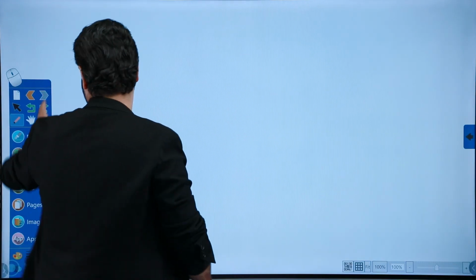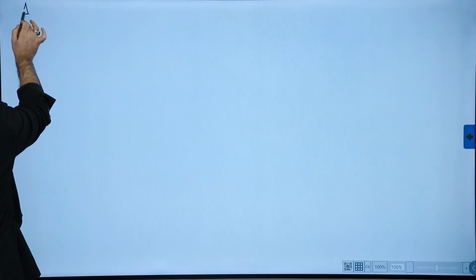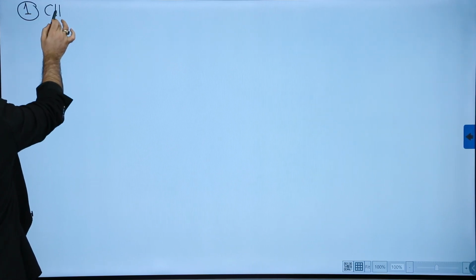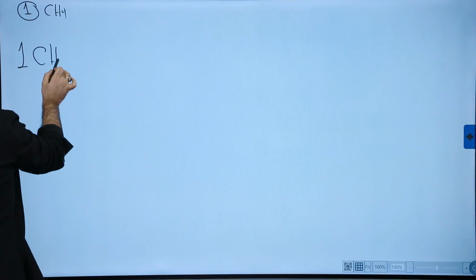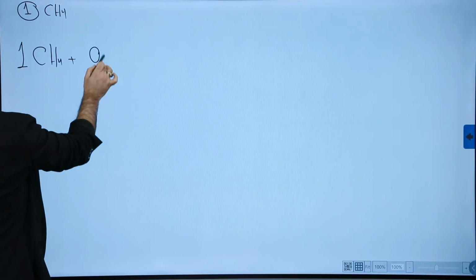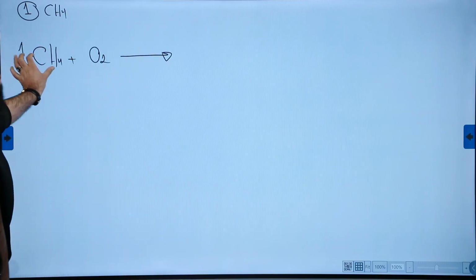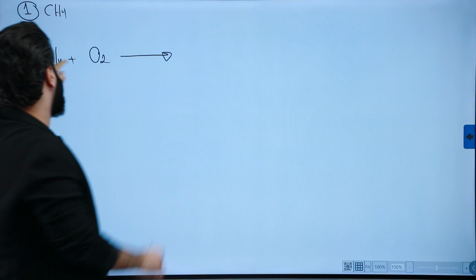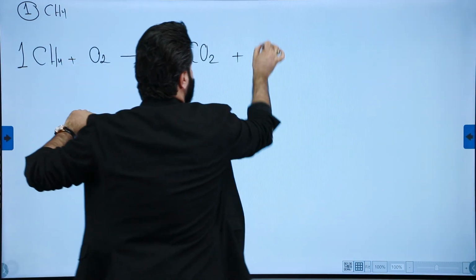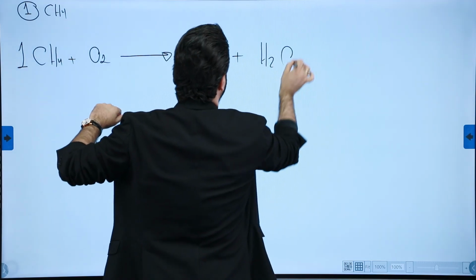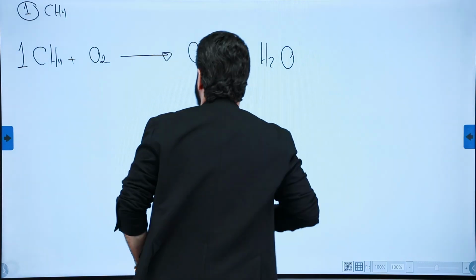Question: write the combustion reaction for the following substances. The first one, CH4. 1 mole of CH4 plus O2. We have 2 different elements here, carbon and hydrogen. Carbon plus O2 gives CO2, plus hydrogen gives H2O. That means each time we have hydrogen and carbon plus O2, the products are CO2 and H2O.